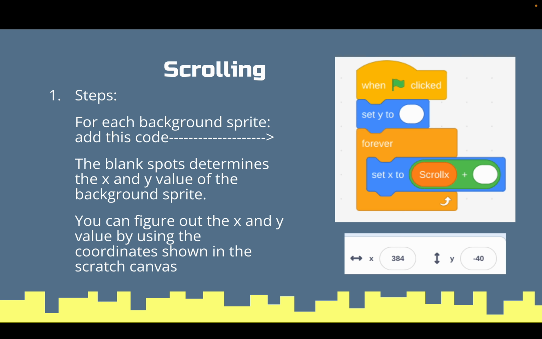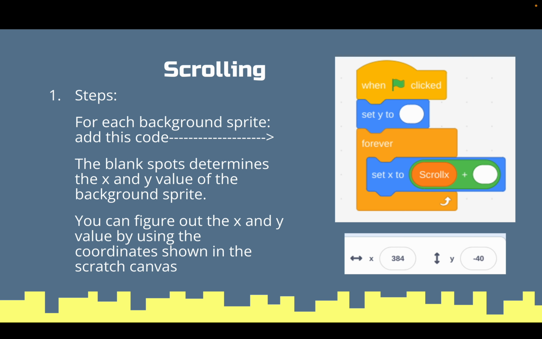So scrolling, the first step: for each background sprite, you want to have the code in the top right of my screen here. You want to copy that over. The blank spots in this code are for the y and the x of your platform. As you can see, the second block in the program is set y to, which basically says how high I want my platform. Maybe I want it floating in the air, or maybe I want it really low. And then x is how far horizontally.